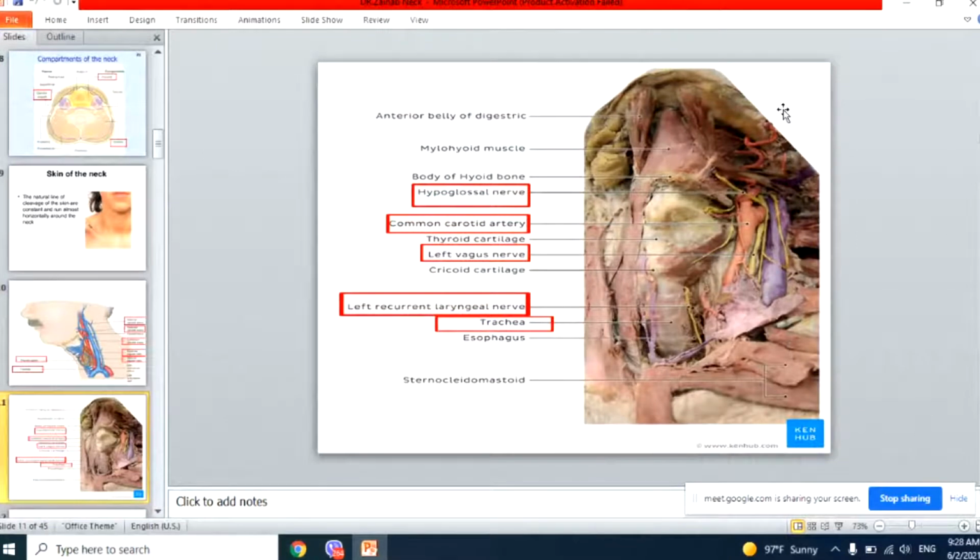Here also I put the important structures in the red box. In the red box, the yellow one is the hypoglossal nerve. We have the common carotid artery, the left vagus nerve, the left recurrent laryngeal nerve, and the trachea. Why do we say left vagus nerve and right? Because it's a component of the carotid sheath, so on the right side and left side we have it. Also we have the left and right recurrent laryngeal nerve. This picture is very important for the exams.